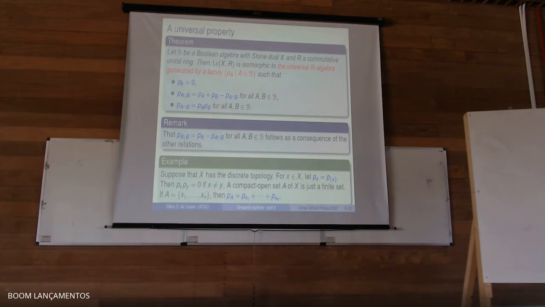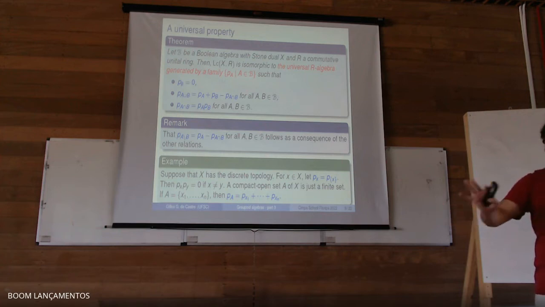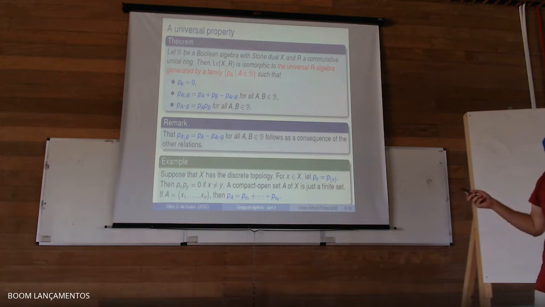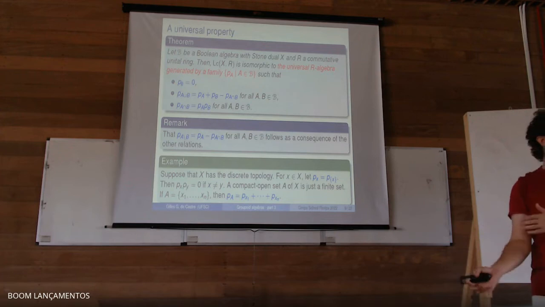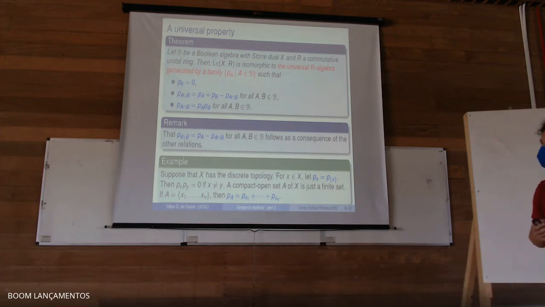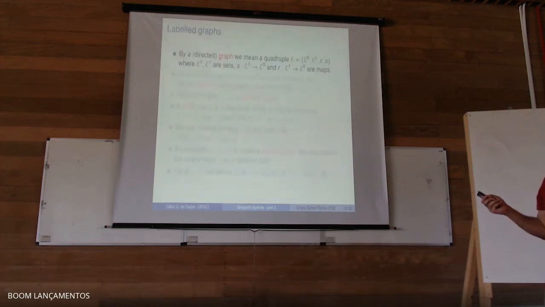Okay, so now I'm going to go into the definition of a labeled path algebra. So we kind of want to merge these two things. We're going to merge this locally constant function with this universal property and the axioms defining the Leavitt path algebra. But before that, we need a little bit more definitions. We need to know what a labeled graph is.